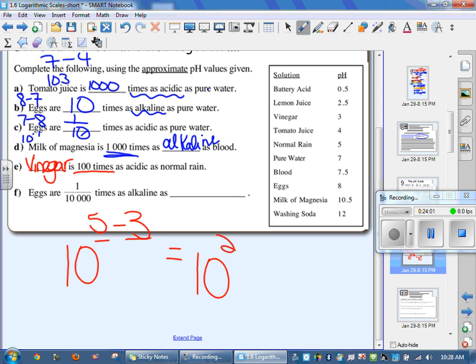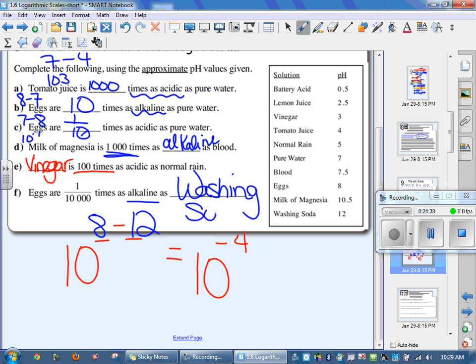So eggs are 8. Where's the 8 going to go, first or second? It's going to go first because you're comparing alkalinity. Which one is 4 bigger than the 8? The 12. If you take 8 subtract 12, you get negative 4. So eggs are more acidic than washing soda. Washing soda. All right, let's take a look at the next question.